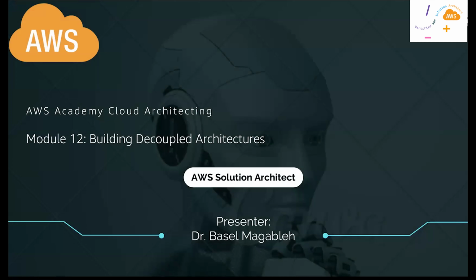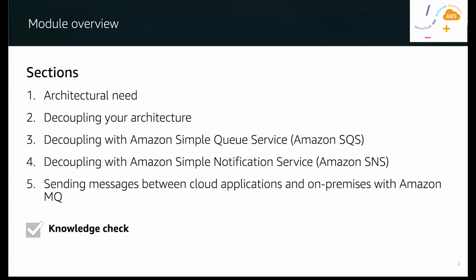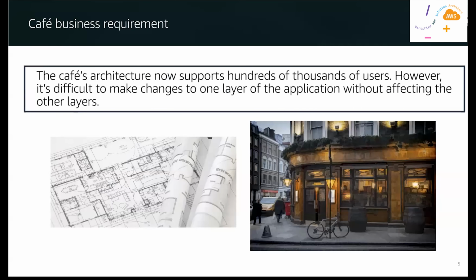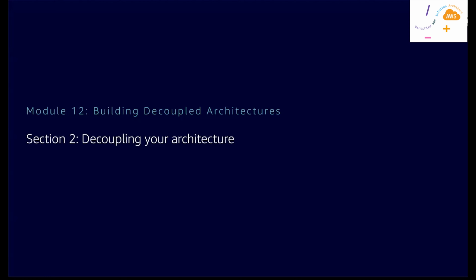Okay guys, so we will look today at building a decoupled architecture in the AWS Solutions Architect course. The first thing we want to understand is that the cafe architecture now supports hundreds of thousands of users. However, it is difficult to make changes to one layer of the application without affecting the other layers. And this basically takes us to decoupling your architecture.